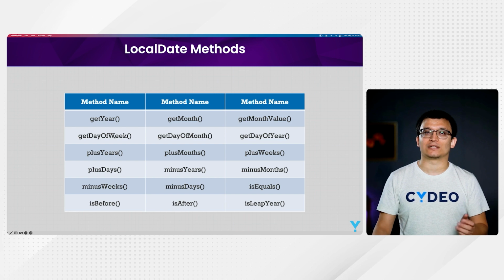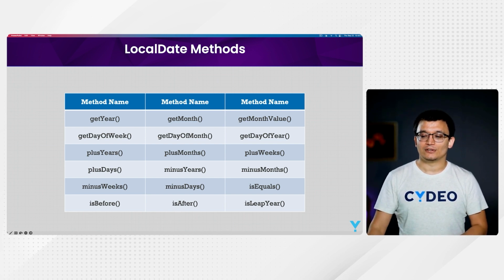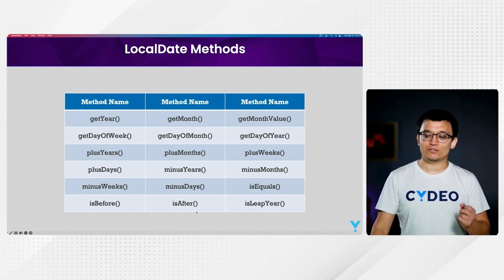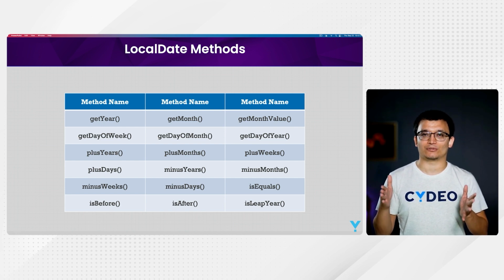It's going to return what day of the week it is, day of month, day of year, all those methods. You will be able to use them once you have the local date object that is created. And the names of those methods already tell you what their functionality is, right? For example, is before, is after, is leap year. Those methods will return you a Boolean.